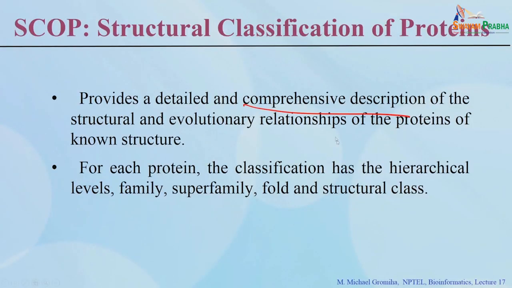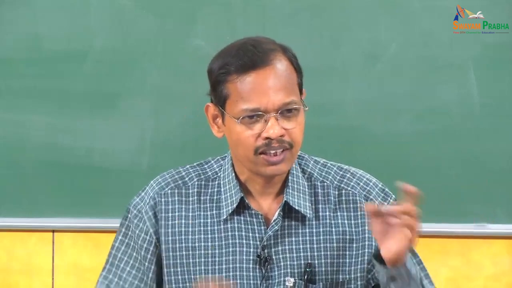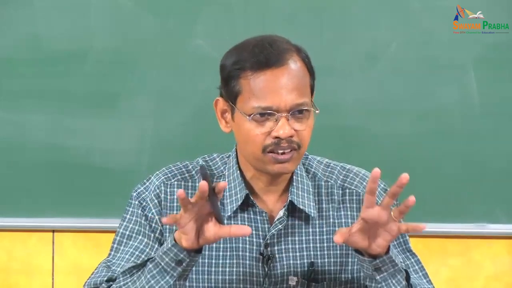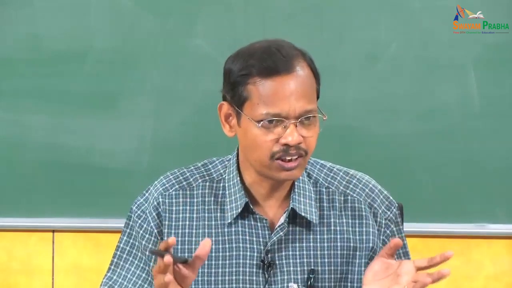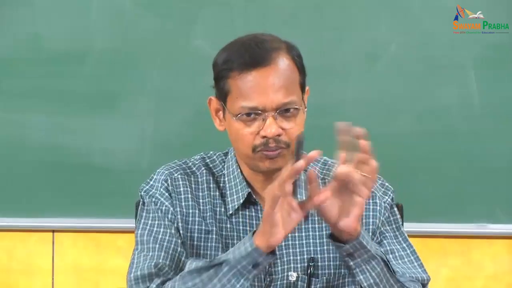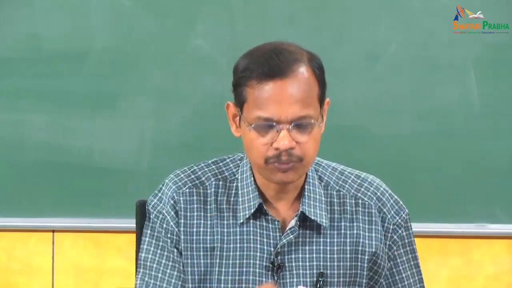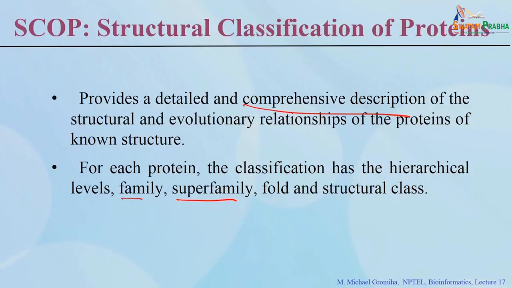So, SCOP gives a comprehensive description of the structural and evolutionary relationships of the proteins of known structures. They started from the structures available in the Protein Data Bank and classified the proteins based on the information available in the structural data. They have hierarchical levels, so they go with the family and then the superfamily. For example, take a protein, first the small one, it belongs to some family. Then different families come close together and form a superfamily. Then different superfamilies that belong to the same fold go with the fold.